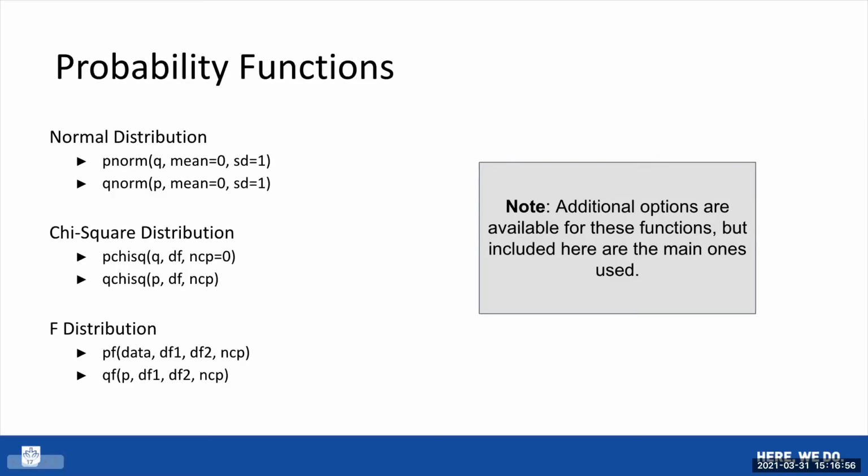For F distribution, you would use pf, the quantile that you're going to be using, your 2 degrees of freedom, and your NCP. And for qf, you would use your probability, your 2 degrees of freedom, and your non-centrality parameter. It's worth noting there are additional options, but we just included the most basic ones here, the main ones.